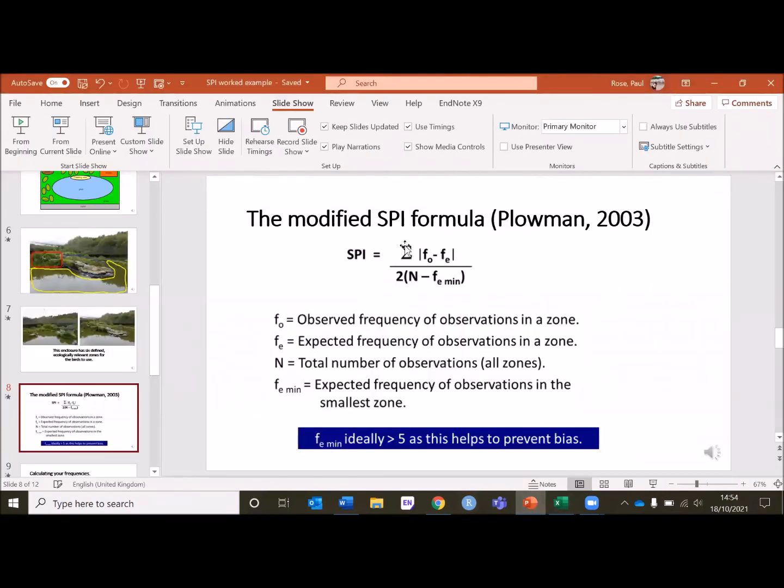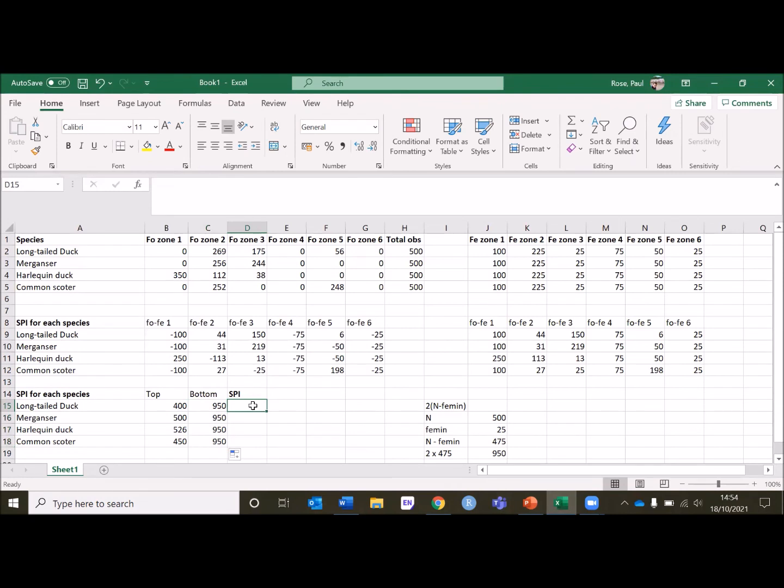So what we have done is summed together our FO minus FE, remembering that each of those is now positive because of the modular brackets, and 500 minus 25 multiplied by 2 is our bottom section of the formula. So we can now calculate the SPI by taking the top and then the bottom and doing the division.